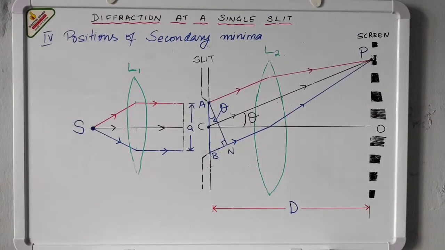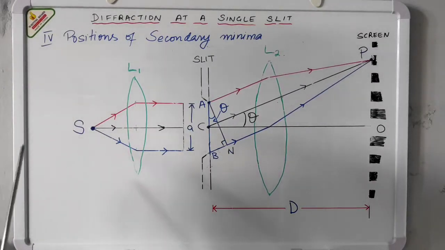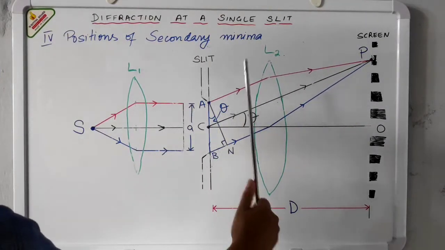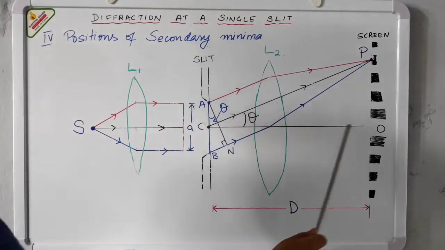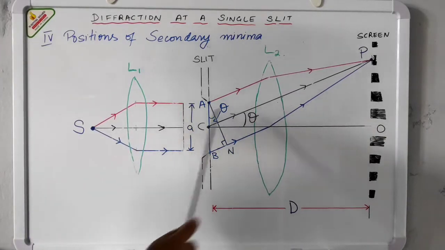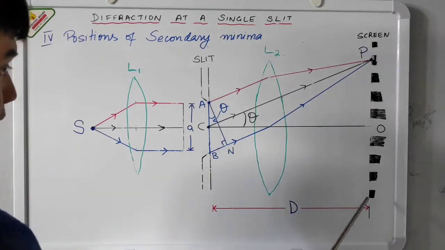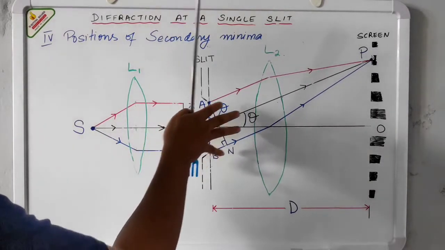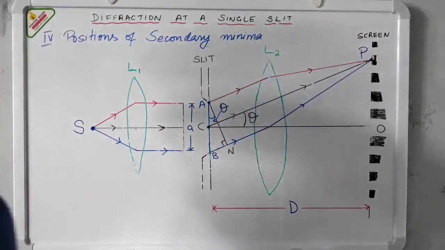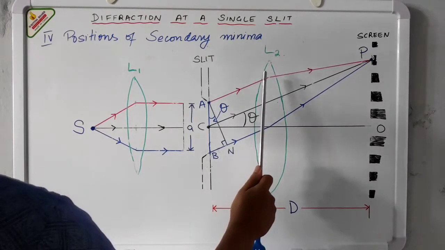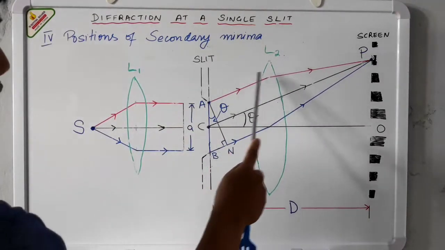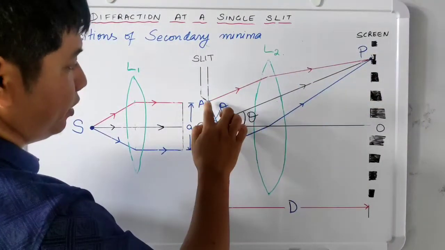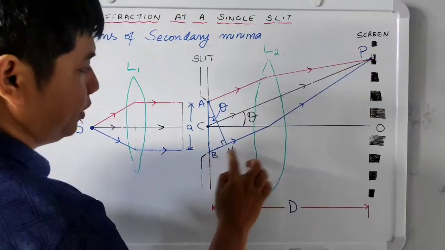Now let us discuss the position of the secondary minima. Consider an arbitrary point P on the screen, at which the wavelets sending out waves in a direction making an angle theta with the CO direction converge, lying on the focal plane, which is the screen. The waves from the wavelets from different parts of the slit do not reach the point P in the same phase, although they are initially in the same phase. It is because they do not cover equal distance from the slit to point P. Let us consider the path of these two rays from A to P and from B to P.